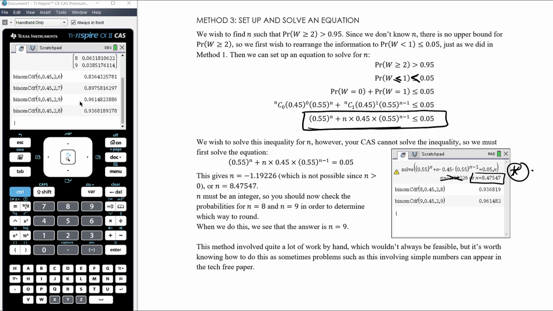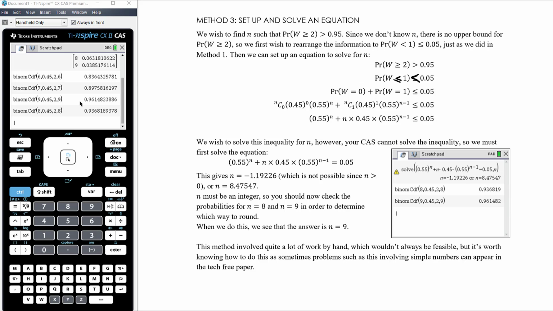Okay. Now you're not going to play the game 8.475 times. It's a discrete random variable. So then you have to think about, well, do I need to round down to 8 or up to 9? And that's where I would then calculate when n equals 8 and when n equals 9, what's the probability, just so that I can be sure that n equals 9 gives me the smallest possible value of n that makes the probability bigger than 0.95. Okay. So setting up an equation, and again, apologies for those errors, please make sure you've corrected those inequalities at that point in your notes.